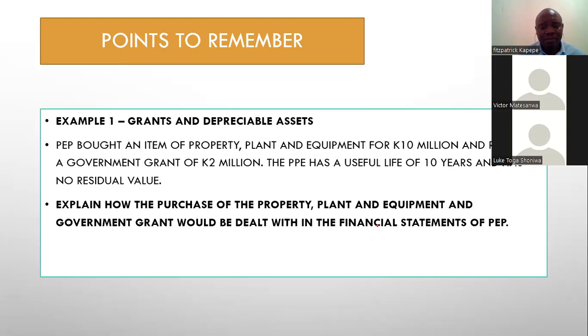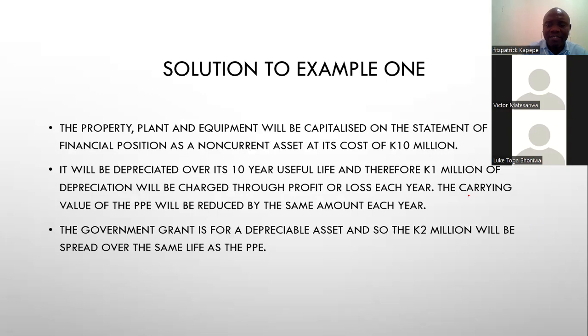So in this case, we know that you have 1 million kwacha as annual depreciation. We'll also have 0.2 million kwacha, which will come in as amortization. The first 2 million will be regarded as deferred income, like we actually did show. So let me just explain these things, because I've already explained them.